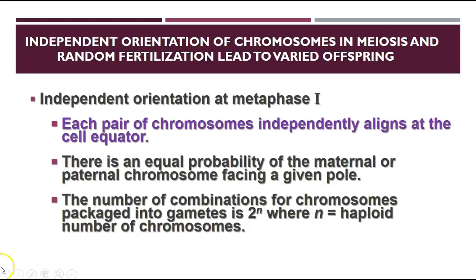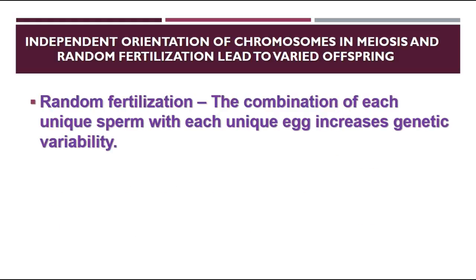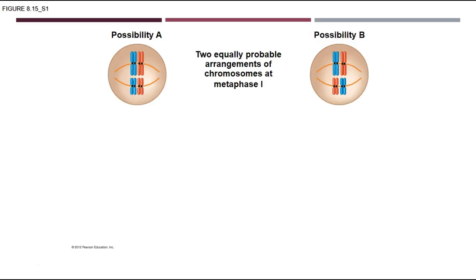It says here the number of combinations is 2 to the nth power, where n is equal to the haploid number of chromosomes. For humans, that would be 2 to the 23rd power. You have that many different possibilities of combinations of the chromosomes. Random fertilization is the fact that each sperm cell and each unique egg cell, it's just random which ones get together, and so you don't have any idea what the combinations are that'll be put together in that case.